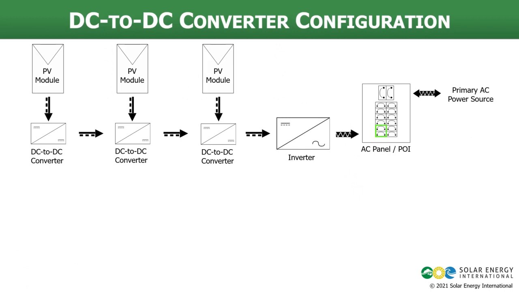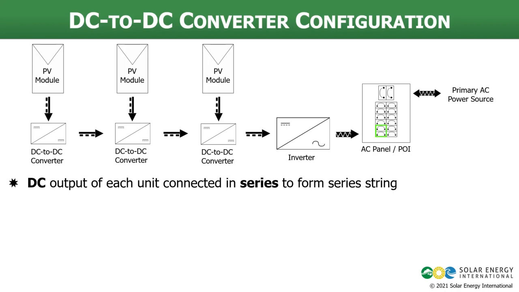Comparing microinverters then to DC converters, we have a little bit different of a situation. It looks pretty similar in the way that they're connected here and the way they're shown, but we have some pretty significant differences that's important to be aware of. We still have, in this case, one PV module connected to one DC converter, but the DC converters are connected in series. These have DC output, and these are connected in series to form a series string. Very similar to a typical string inverter configuration.